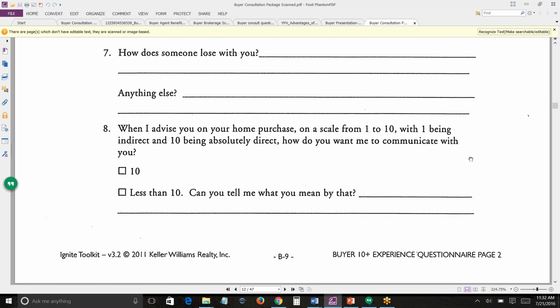And so on a 10 or less, so what do you mean by, they say, I don't want you to be absolutely direct, well, what do you mean by that? Can you think of some times where we might need to be very direct with somebody who's thinking about buying a house? What would that look like?